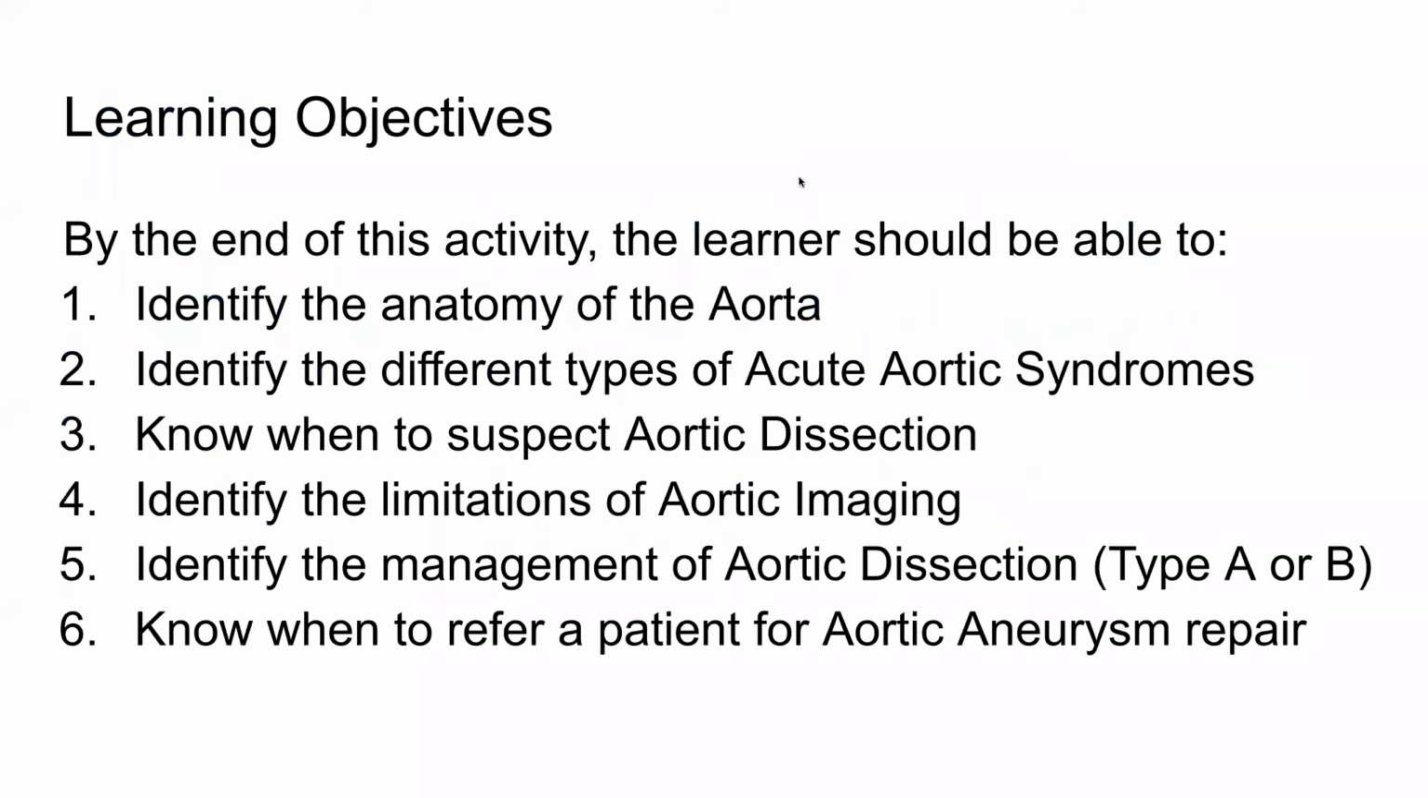The learning objectives for today's lecture: by the end of this activity, the learner should be able to identify the anatomy of the aorta, identify the different types of acute aortic syndromes, know when to suspect aortic dissection, identify the limitations of aortic imaging, and identify the management of aortic dissection, whether it's type A or type B, and know when to refer a patient for aortic aneurysm repair. And we'll go through each and every one of these points with some detail.